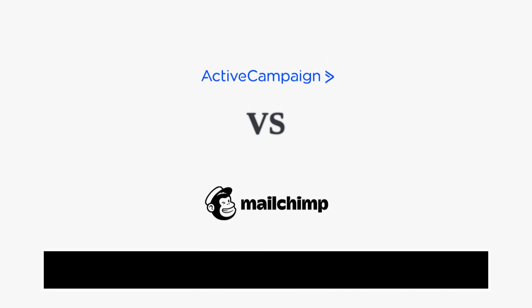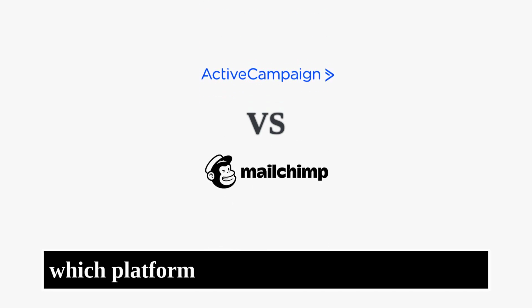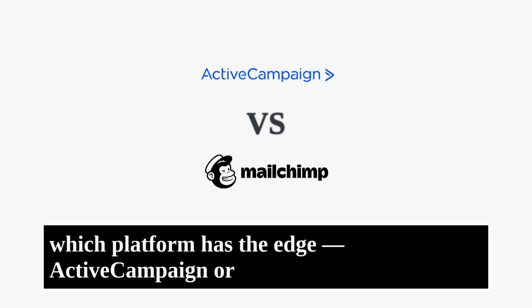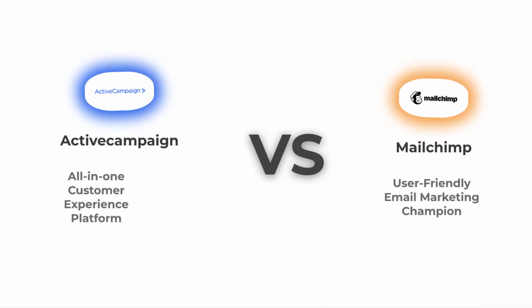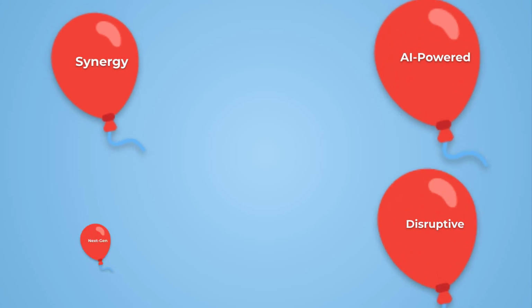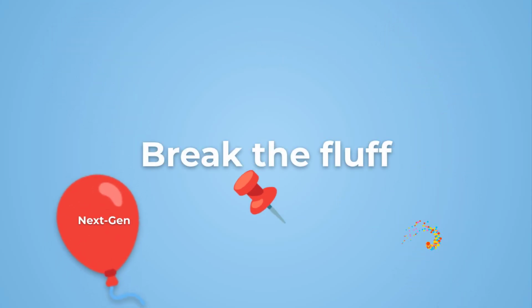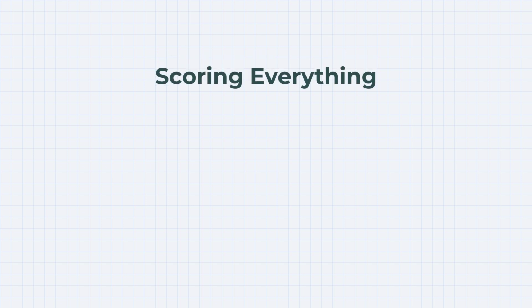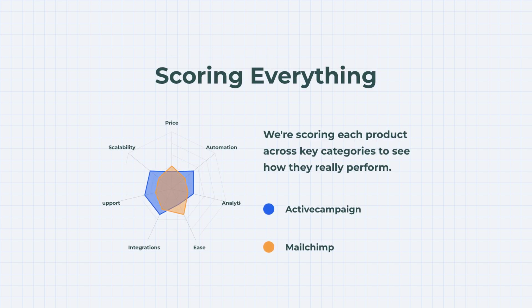Two giants in email marketing, one ultimate showdown. Which platform has the edge, Activecampaign or Mailchimp? On one side, the automation powerhouse Activecampaign, on the other, the user-friendly favorite Mailchimp. Let's move past the marketing fluff and dig into what really matters. We'll score each category, features, pricing, ease of use, and more to reveal the true winner. The champion might just surprise you.